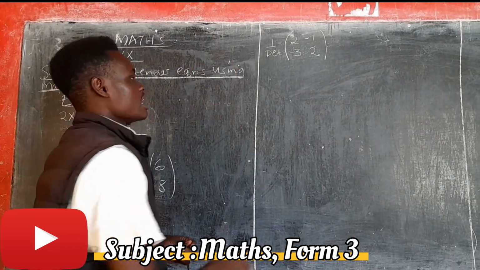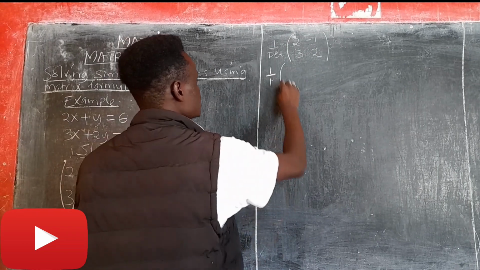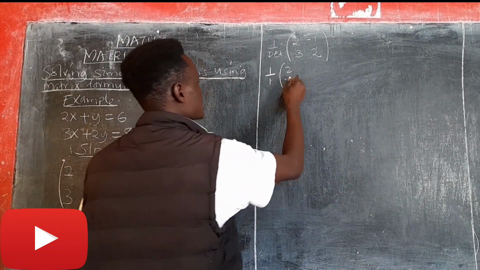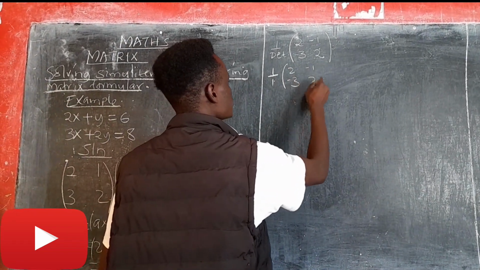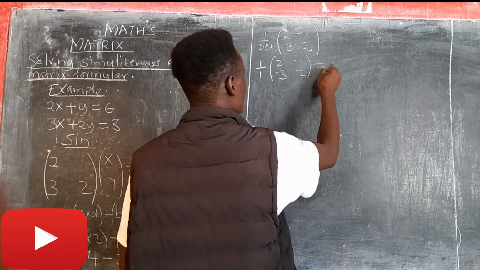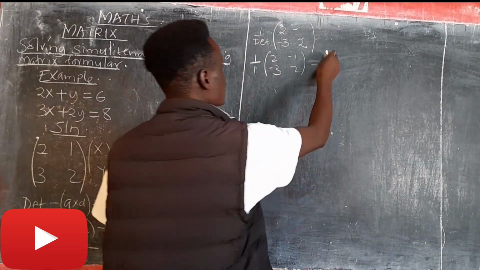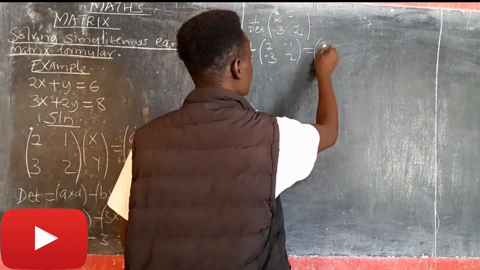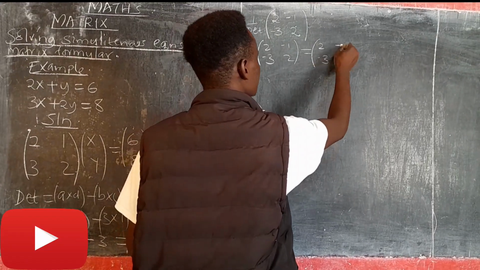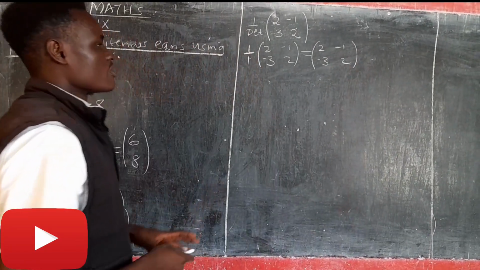So from here, our determinant was 1, so that's 1 over 1 times 2, negative 3, negative 1, 2. So we want to get the inverse of it. When you open the bracket, 1 out of 1 is 1, so we are going to remain with the same values. That is 2, negative 3, negative 1, then 2. This is what we are going to have.